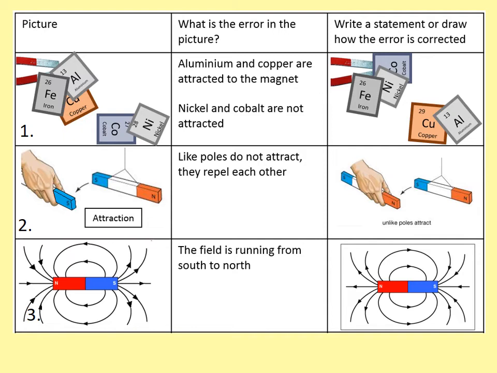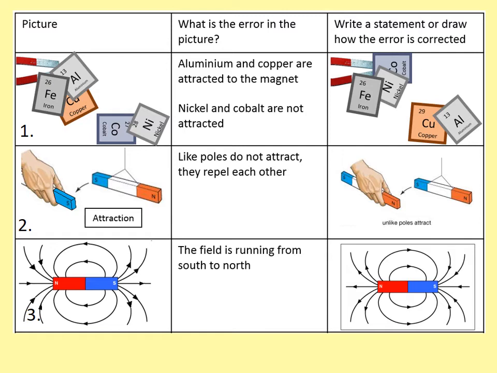So the first one, number 1, they've got aluminium and copper attracted to the magnet. They don't, because they're not magnetic materials, but nickel and cobalt are. Number 2, it says there on the diagram that 2 south poles are attracting each other. They don't, because like poles don't attract, they repel. So just replace the word attraction with repulsion, or swap one of your magnets around.